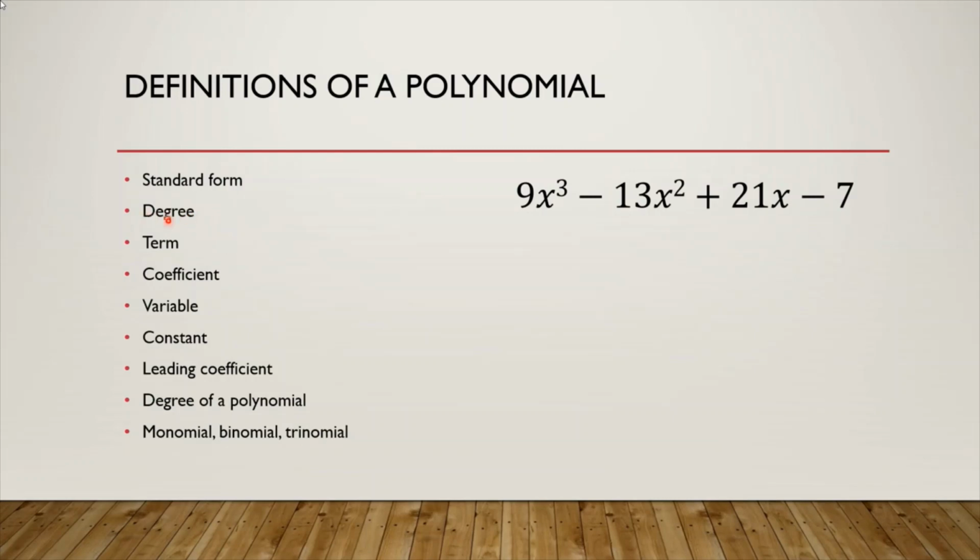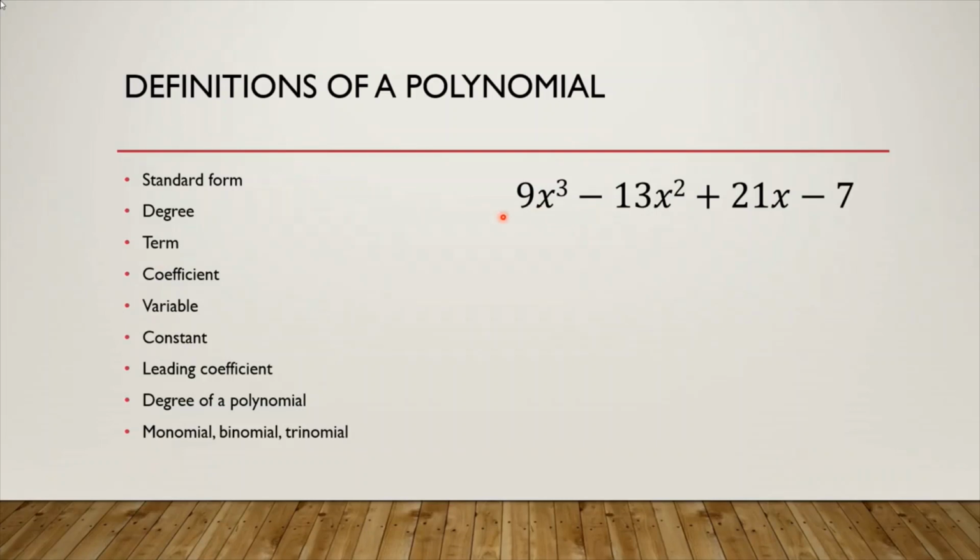So what is a degree? The degree of a term would be the exponent. If you have multiple exponents, you actually add the powers. The degree of this term would be 3, this would be 2, this would be 1, and then this -7 right here has a degree of 0.